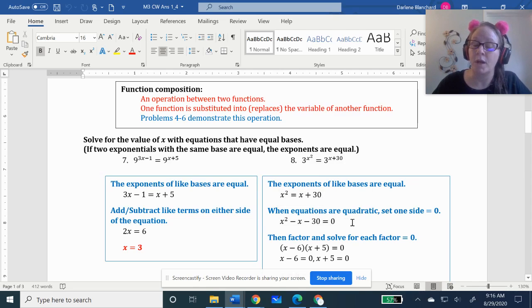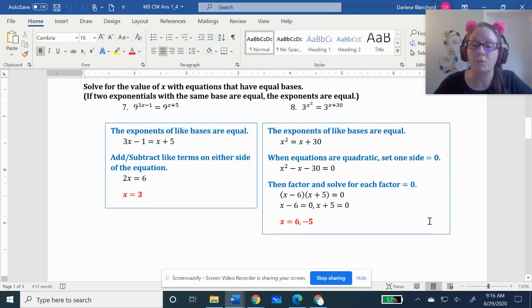Now this is quadratic. Every time you have a quadratic equation, make sure you set one side equal to 0, and then factor if you can, and solve for each factor being equal to 0. So this factors to x minus 6 times x plus 5. So you set each individual factor equal to 0, and if x minus 6 equals 0, I add 6 to both sides to get 6 for one of my answers. If x plus 5 is equal to 0, then I subtract 5 from both sides to get negative 5 for my answer.